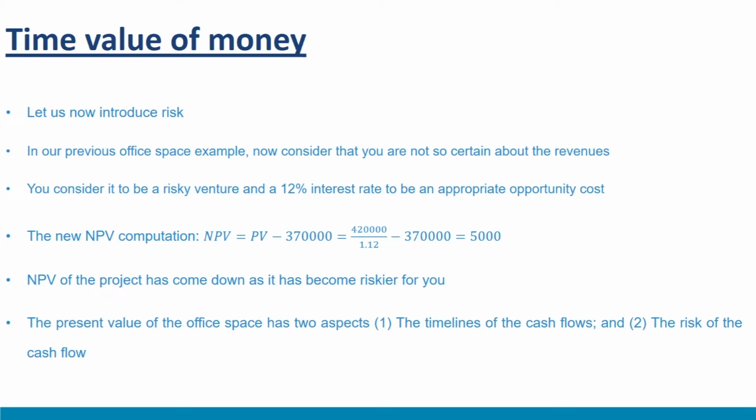In the previous example, we assumed that the sale value of the office space was certain. Let us consider another case where you are not so certain about these cash flows. In that case, the interest rate or opportunity cost for you is not comparable to that of risk-free government securities. Should it be more or less?